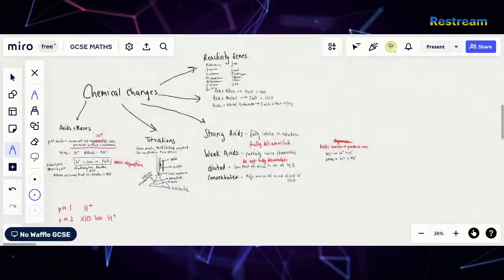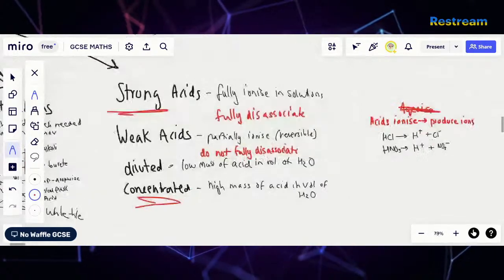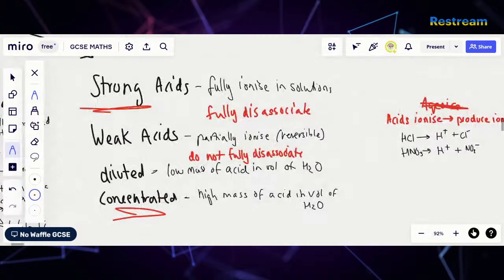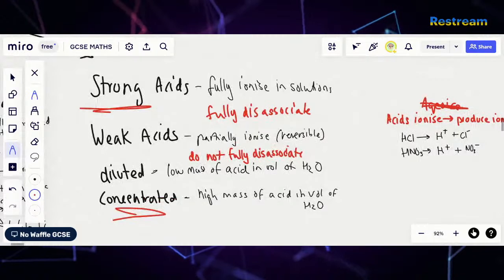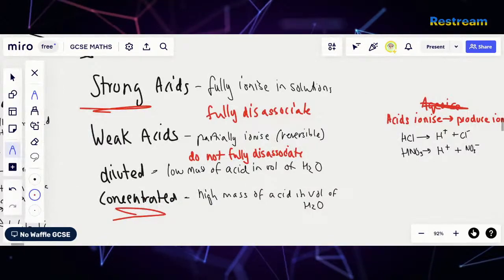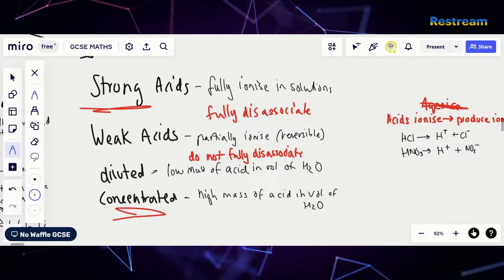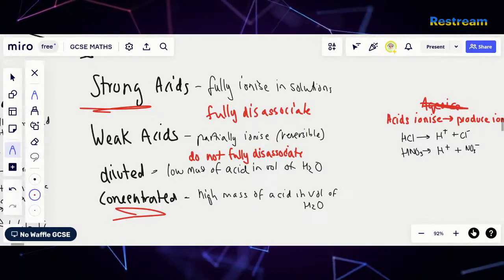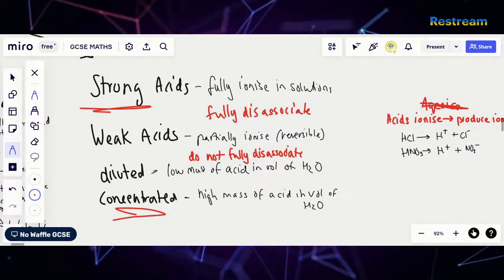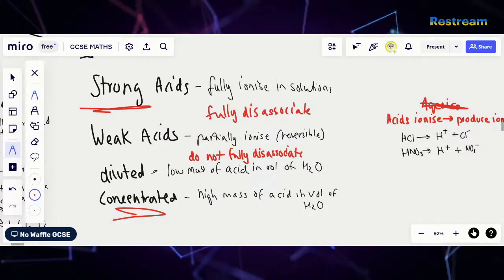Now, don't confuse acid strength with the concentration of acids, because a strong acid can be diluted. The strength of an acid depends on whether it can fully ionize and fully dissociate, whereas the concentration of an acid is dependent on how much mass of an acid there is in a volume of water. So if there's a lot of acid in a volume of water, we call it concentrated. If there's not enough acid mass in a volume of water, then we call it diluted. So it's possible for a strong acid to be dilute.